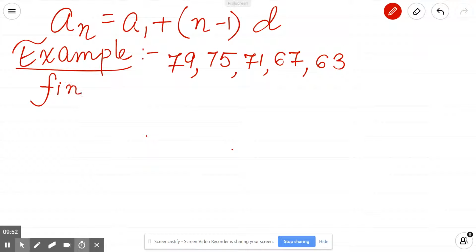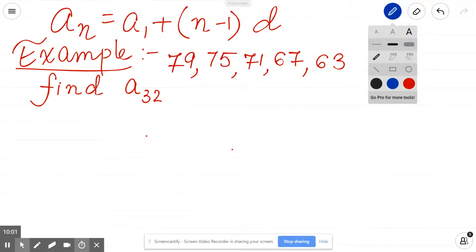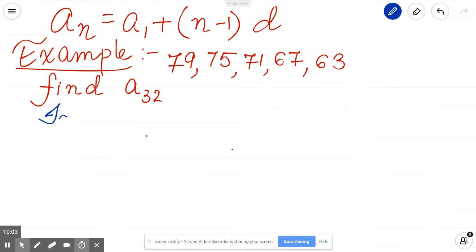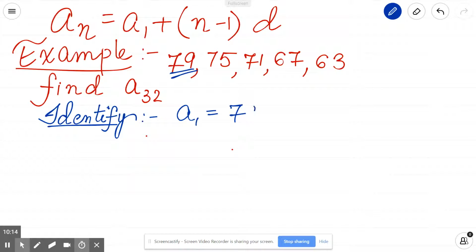They are telling you to find A32. That means you are trying to find the 32nd term. And in order to do that, let us identify what we have. So here we have our A1, our first term is 79. Our N is 32. Why 32? Because they are telling us to find the term number 32. And now let us figure out our common difference.